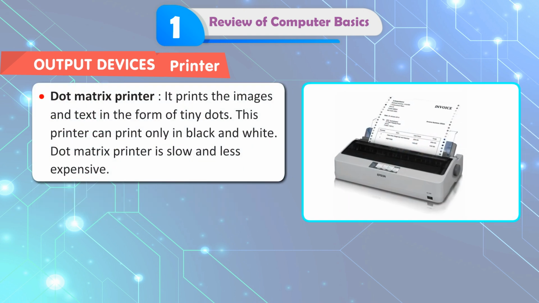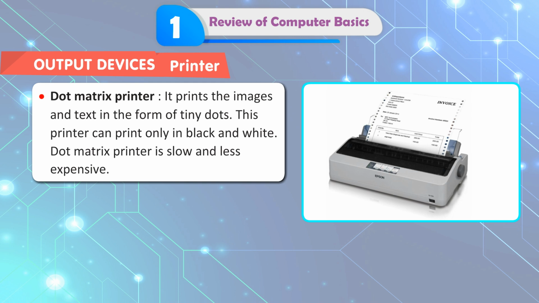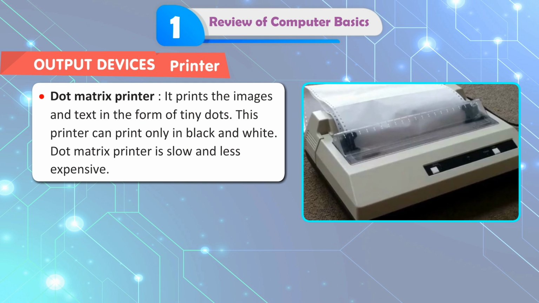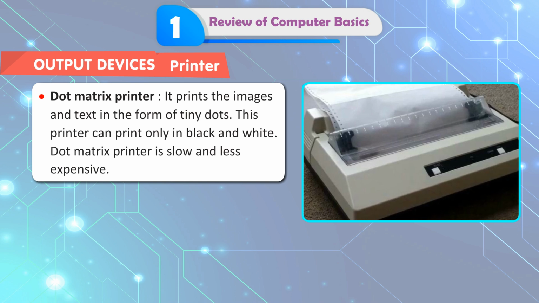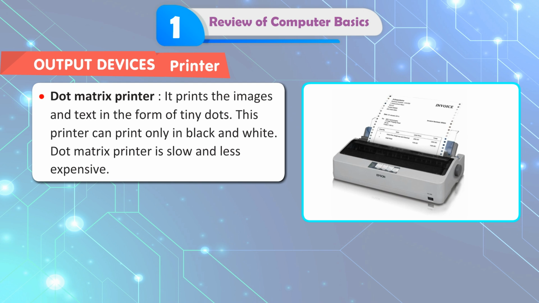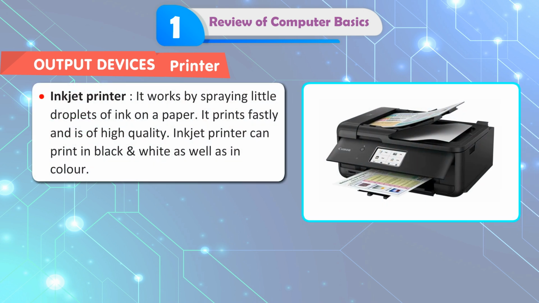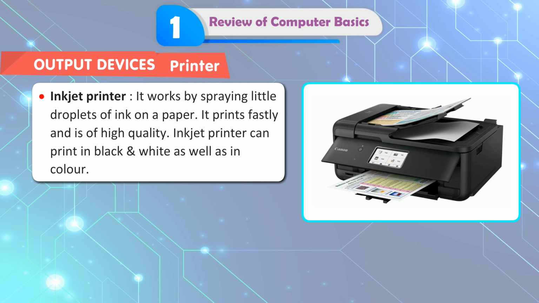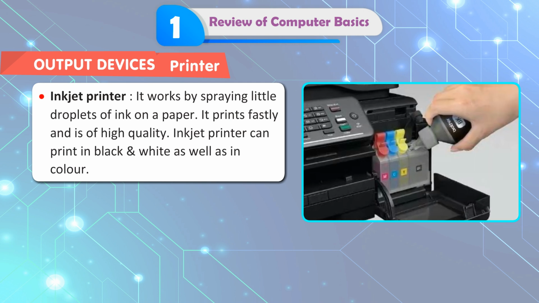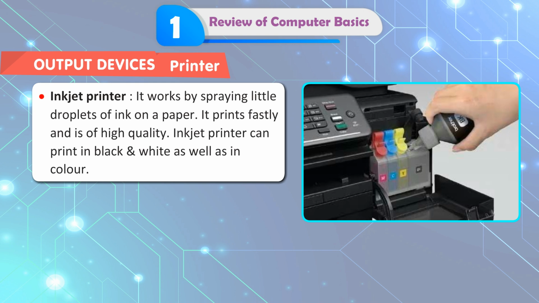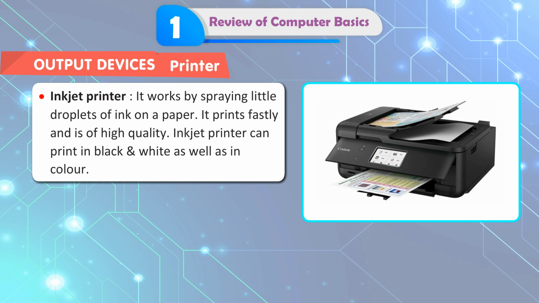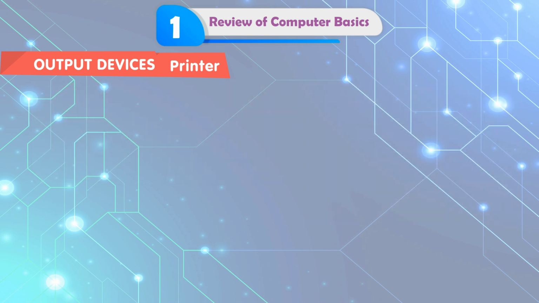Dot matrix printer. It prints the images and text in the form of tiny dots. This printer can print only in black and white. A dot matrix printer is slow and less expensive. Inkjet printer. It works by spraying little droplets of ink on paper. It prints fast and is of high quality. An inkjet printer can print in black and white as well as in color.